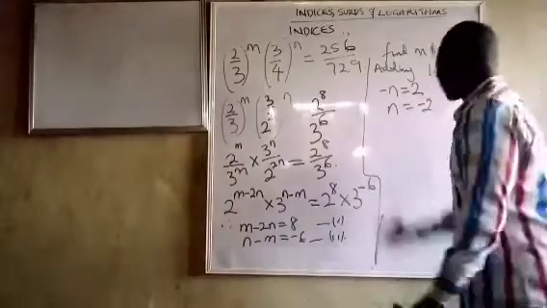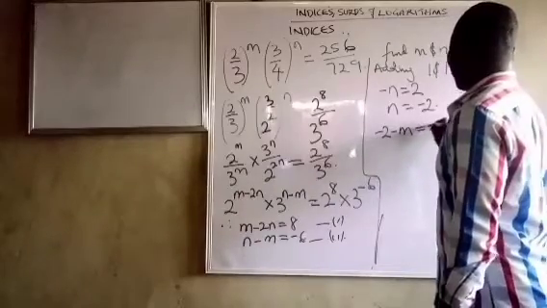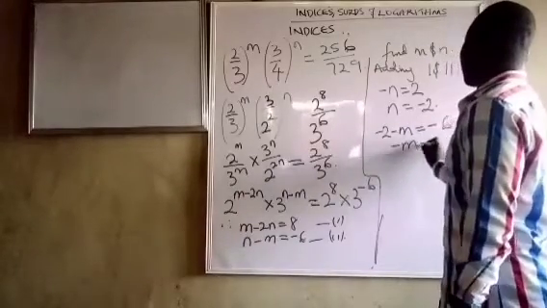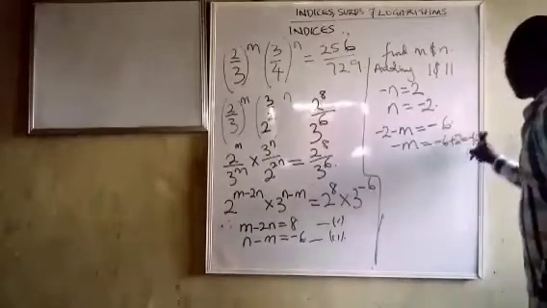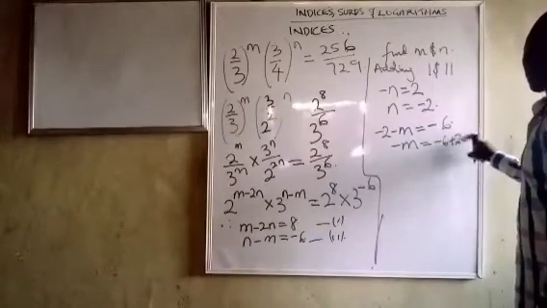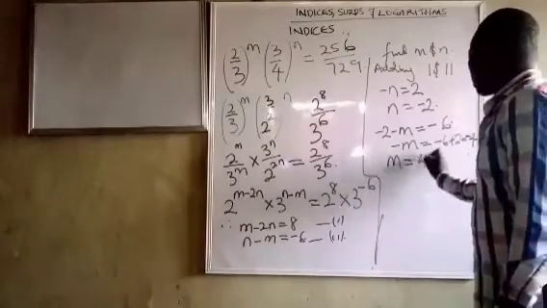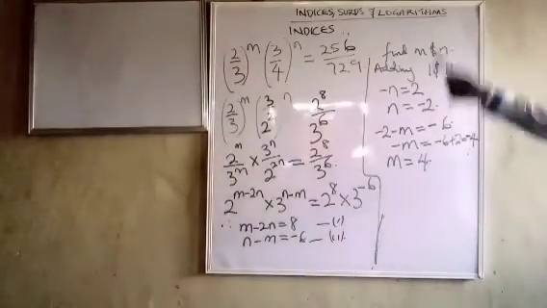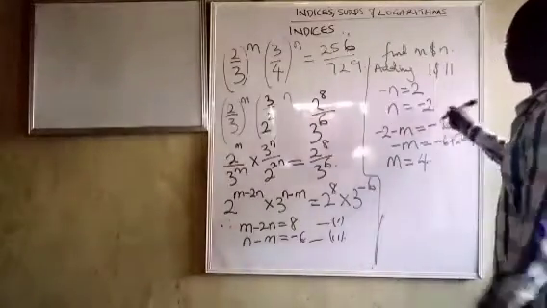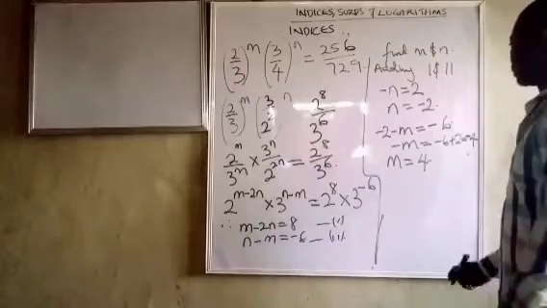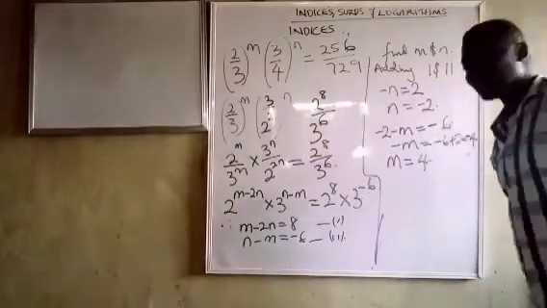To find n, you can see that minus 2 minus n is equal to minus 6. So minus n is equal to minus 6 plus 2, which is minus 4. So n is equal to 4. And you can test it: 2 raised to power 4 times 4 and then 4 raised to power minus 2. You'll see what it will give you. So that is how we have gotten the answer for this question.